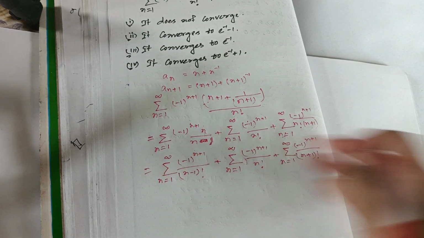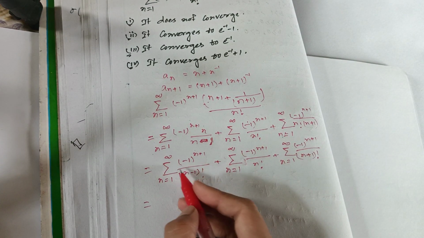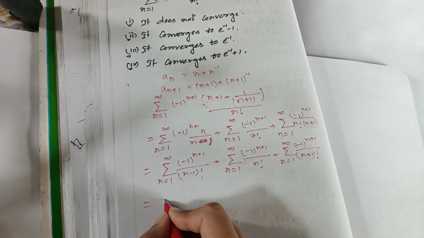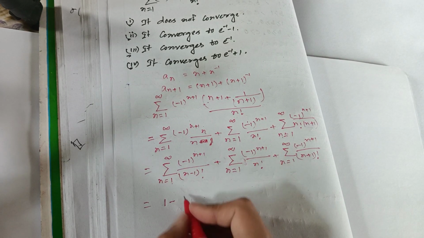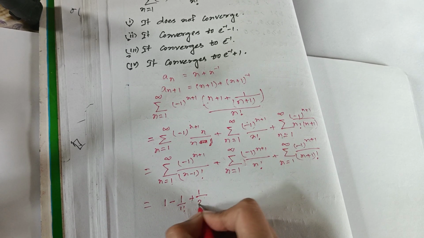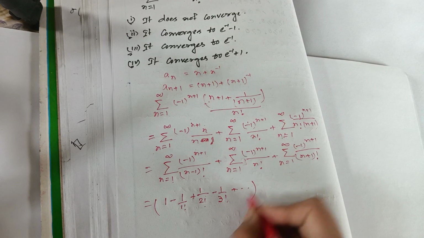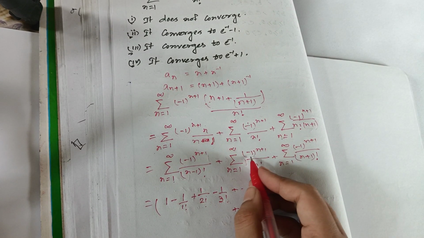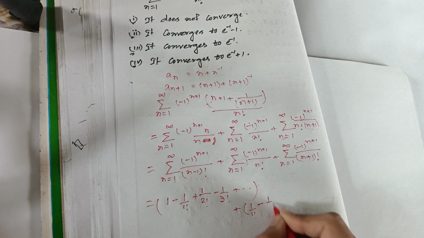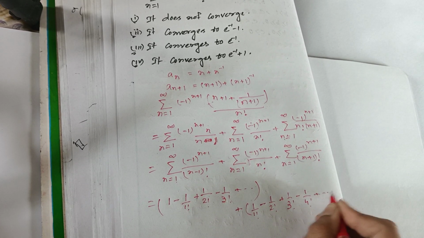Now we explain this summation value. We can split the sum of the value, and we get, if we put 1, we can find 0 factorial, that means 1 minus 1 by 1 factorial plus 1 by 2 factorial minus 1 by 3 factorial, and so on. Okay, if I put the second value, we get 1 by 1 factorial minus 1 by 2 factorial plus 1 by 3 factorial minus 1 by 4 factorial, and so on.